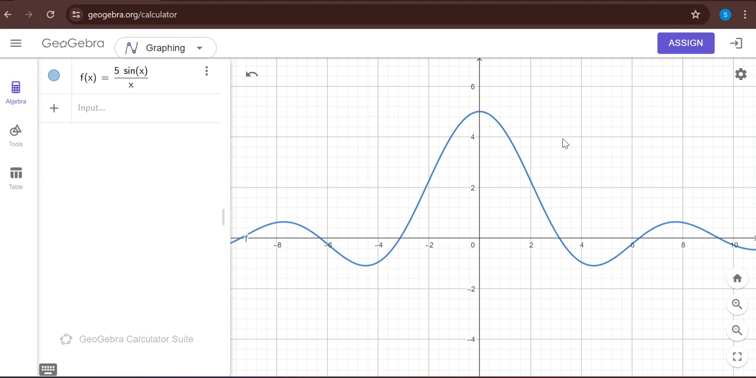You may already know about odd and even functions. This is an even function, because the right-hand side and left-hand side of the graph are the same.